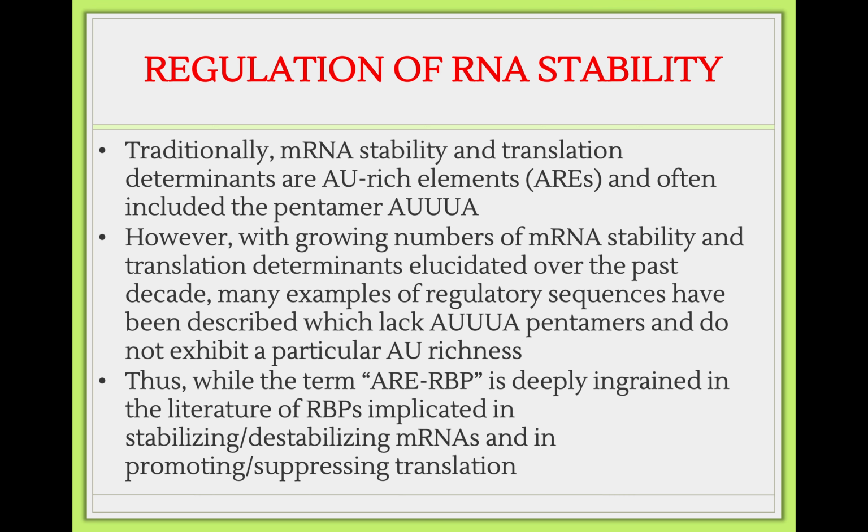Traditionally, the determinants of mRNA stability and translation were AU-rich elements, which often include the pentamer AUUUA. But over the past decade, a growing number of mRNA stability and translation determinants have illustrated that many examples of regulatory sequences have been described that lack AUUUA pentamers and do not exhibit a particular AU richness. The term RBP is deeply ingrained in the literature. RBPs are usually implicated in stabilizing or destabilizing RNA, and of course in promoting or suppressing translation.